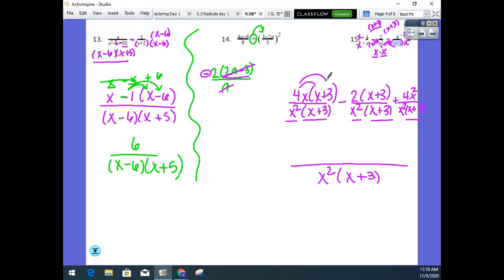I need all of these pieces in my common denominator. So I'm going to distribute this, 4x squared plus 12x. I'm going to distribute this. This is a negative 2, negative 2x minus 6. And then I'm going to combine like terms. 4x and 4x, 8x squared, 12x minus 2, minus 6.